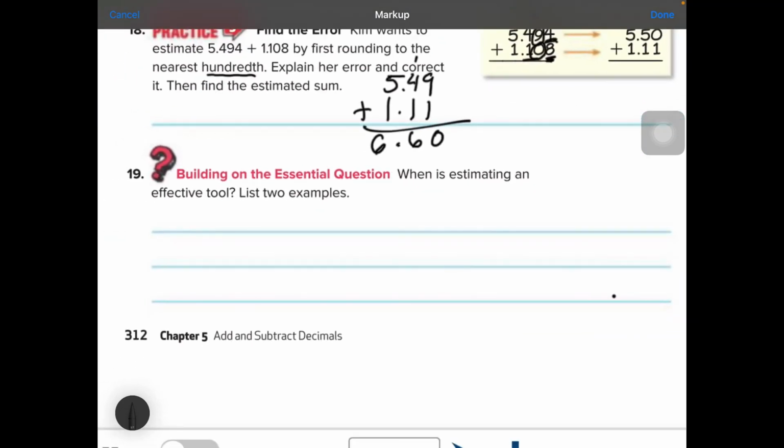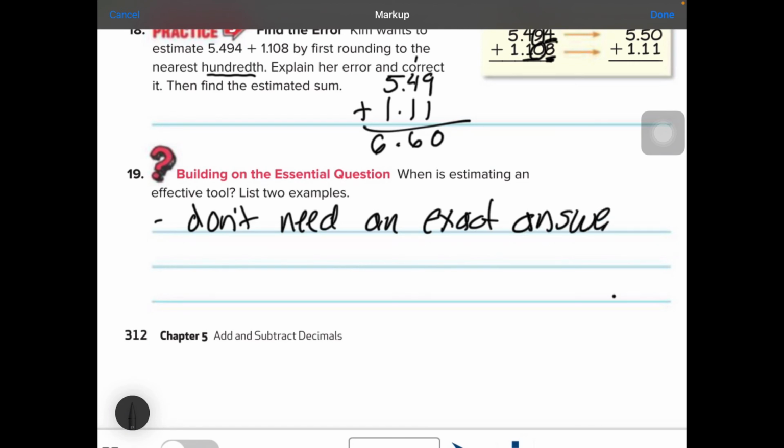Number 19, when is estimating an effective tool? List 2 examples. It's effective when you don't need an exact answer or when you need to check to see if your answer is reasonable. So number 1, when you don't need an exact answer, and it's also helpful when you need to check your answer for reasonableness.